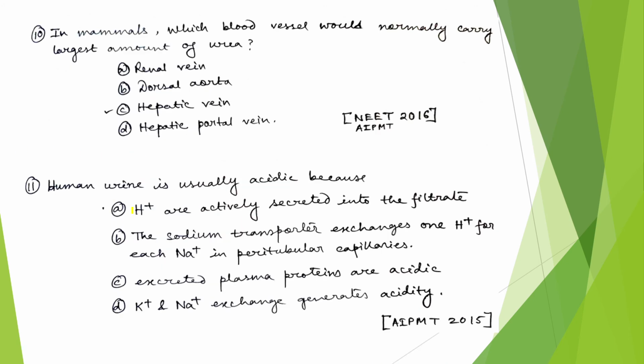Now coming to the next question, in mammals, which blood vessel would normally carry largest amount of urea? See, urea is produced. Where urea is produced? Urea is produced in our liver. So the vein of the liver or the hepatic vein will carry largest amount of urea. It is very easy. So the correct answer would be option C. Human urine is usually acidic because H plus ions are actively secreted into the filtrate. H plus ions give the acidic nature of the urine.